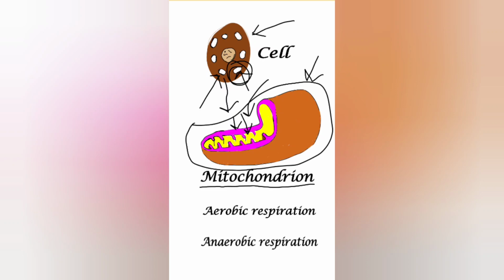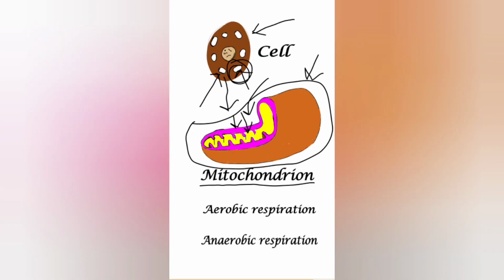That is what you call cristae. You don't have to know this in the lower classes, but in the higher classes it will be explained in detail how it functions. So this mitochondrion, or the mitochondria, which is also called the powerhouse of a cell, is the place where respiration occurs. Now two types of respiration are there.